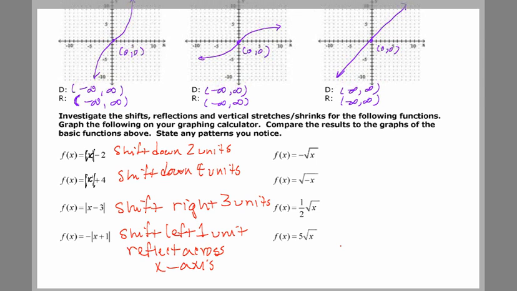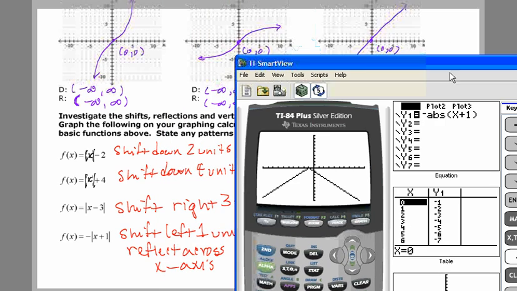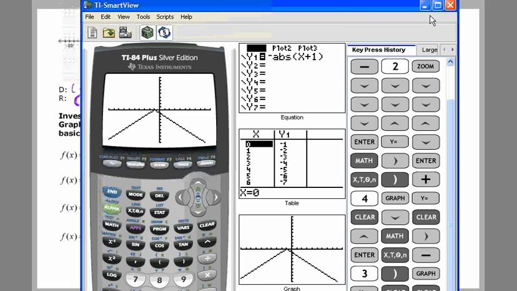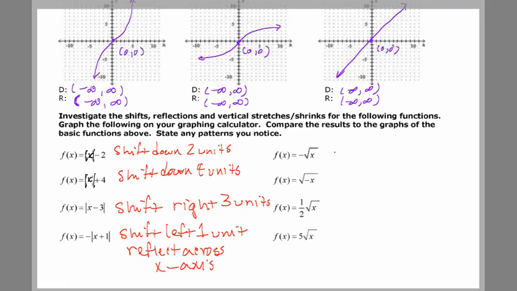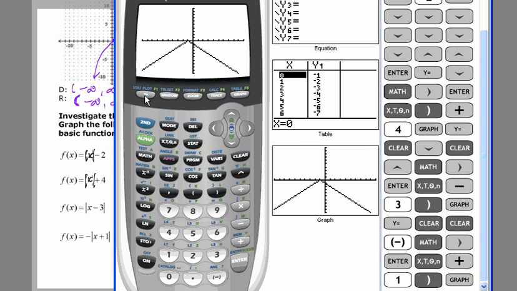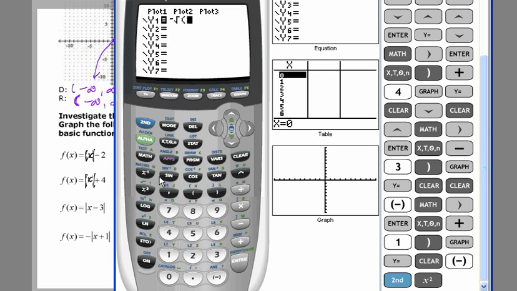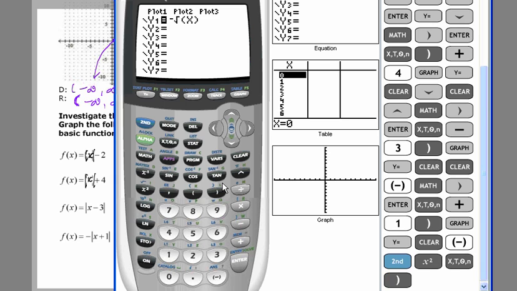Let's do these other ones real quick. The next one was, what was it? Let's see, it was minus the square root of x. So let's put that in. Let's go to y equals, clear that out, and let's type in the minus from down here. Let's pull in the square root, which is a blue button on top of x squared, and to get to anything blue we hit second. And let's get our x from our X,T,theta,n and close off that parenthesis. Well, let's graph it now.